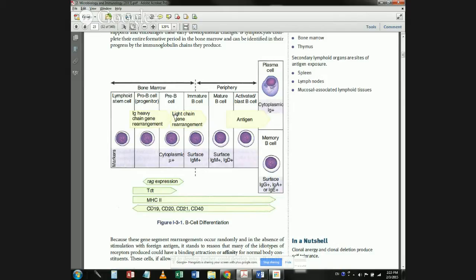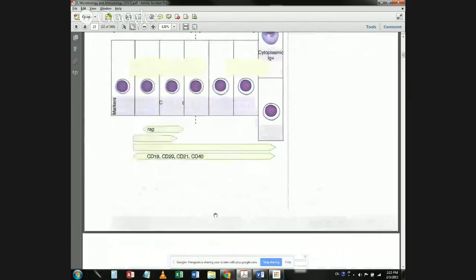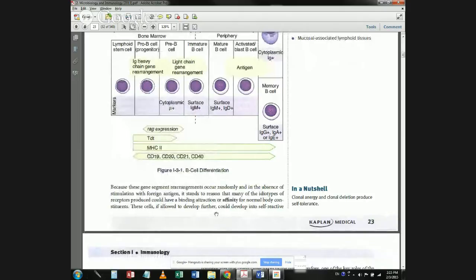Also note that immature cells no longer have an expression of RAG gene. And obviously, TDT stopped expressing the moment we started light chain rearrangement. Okay, so moving on. Because these gene segment rearrangements occur randomly and in the absence of stimulation with foreign antigen, it stands to reason that many of the idiotypes of receptors produced could have a binding attraction or affinity for normal body constituents. Right, it does stand to reason.